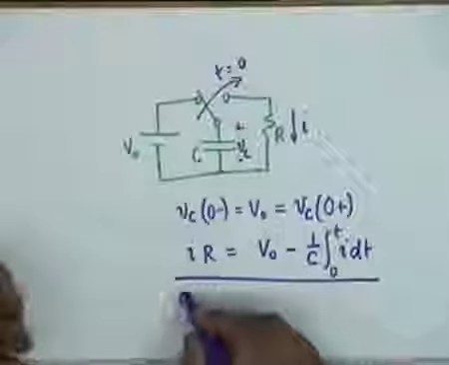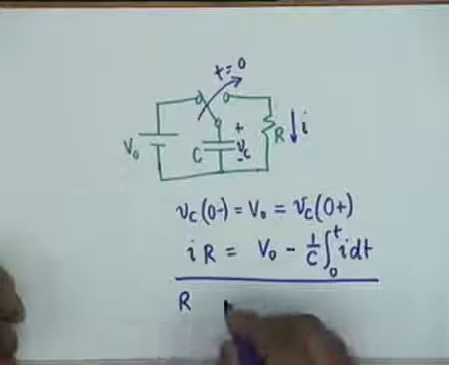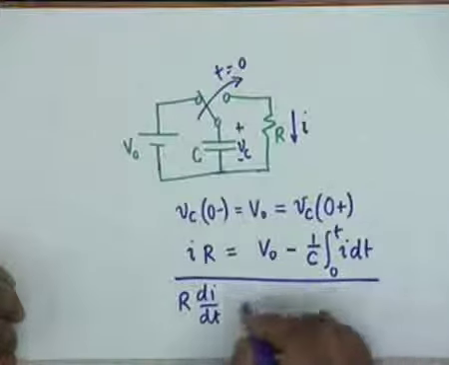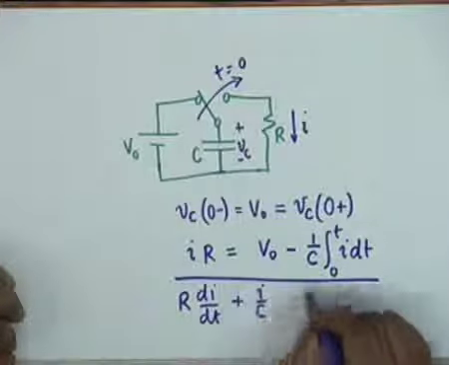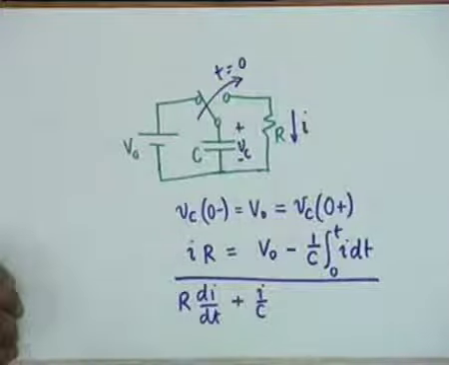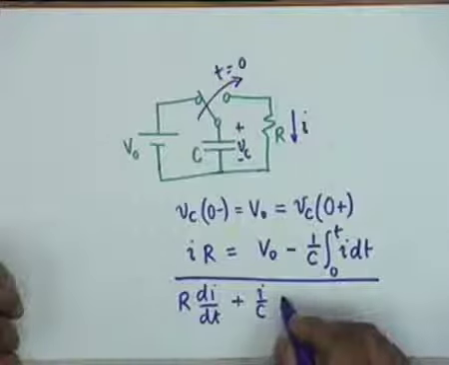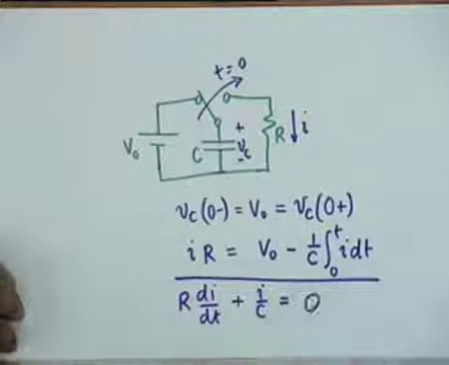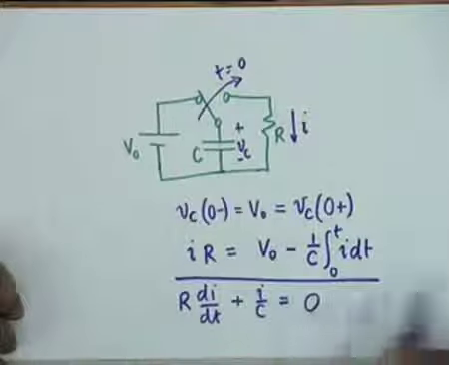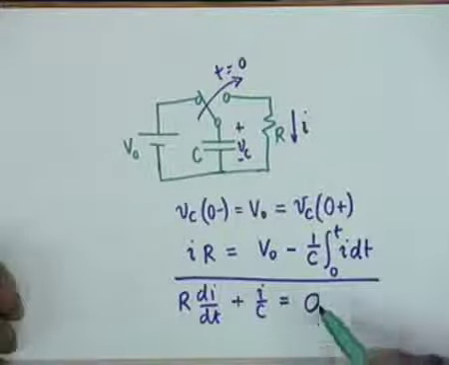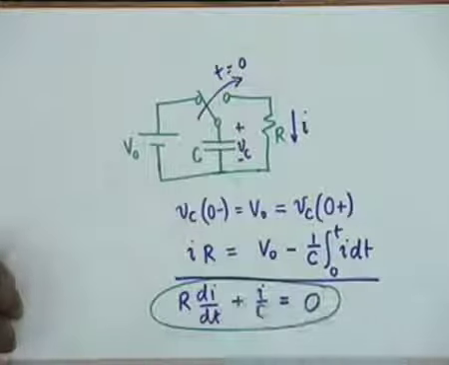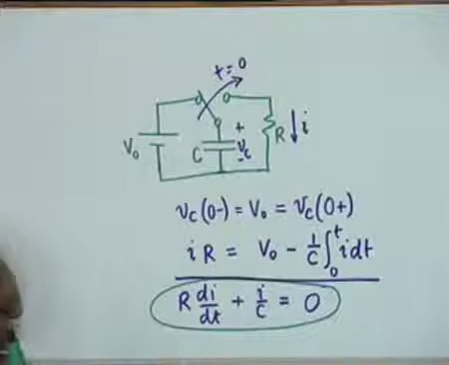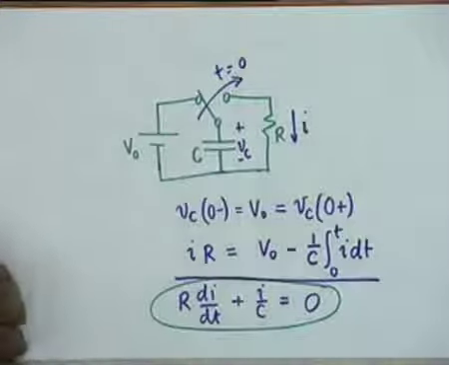Nevertheless, one can make it into a differential equation by one more differentiation: R di/dt plus I by C. If you differentiate this, it's simply I over C. That would be equal to dV0/dt, which is 0. So this is also, as you can see, a first order differential equation, and therefore this circuit is also a first order circuit.